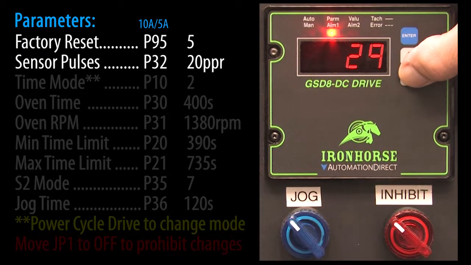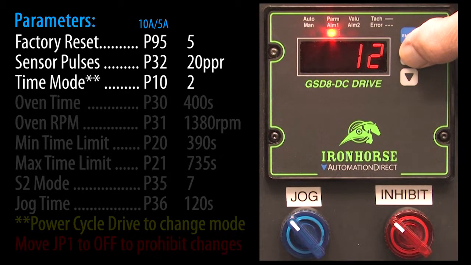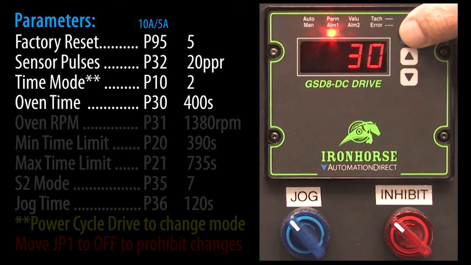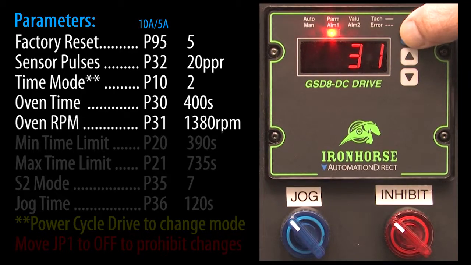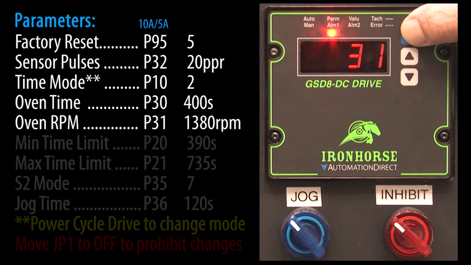We need to put the drive into time mode. Scroll to parameter 10, press enter, and change it to a 2 for time mode. Enter to accept. Now we measured our reference oven duration to be 6 minutes and 40 seconds at a motor speed of 1380 RPM. The time goes into parameter 30, and 6 minutes and 40 seconds is 400 seconds. Move up to parameter 31 and enter the RPM we measured. Great. Given that, the GSD8 drive will now be able to calculate the motor RPM for any time we enter.